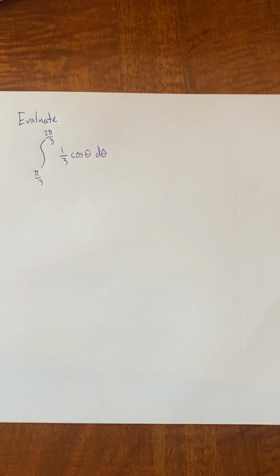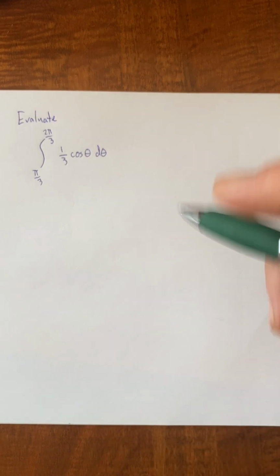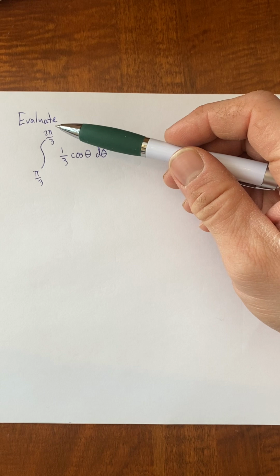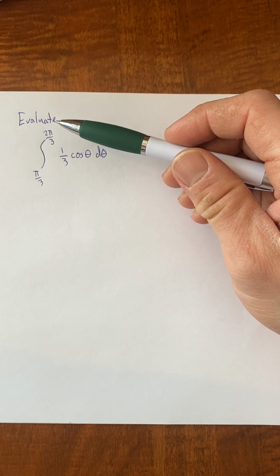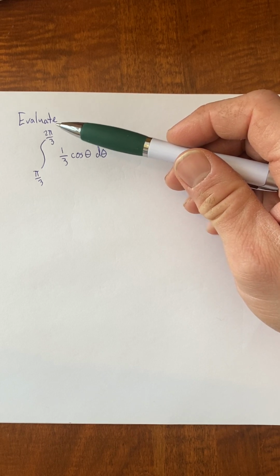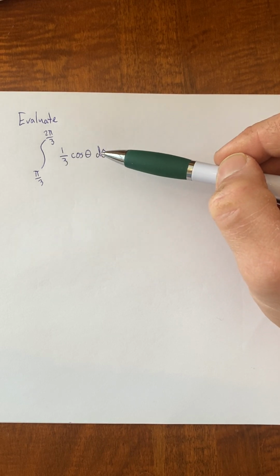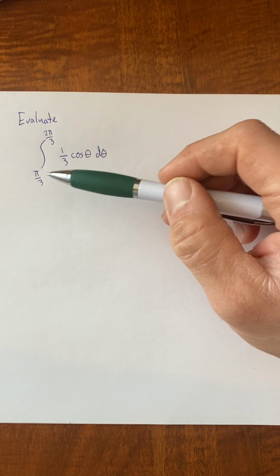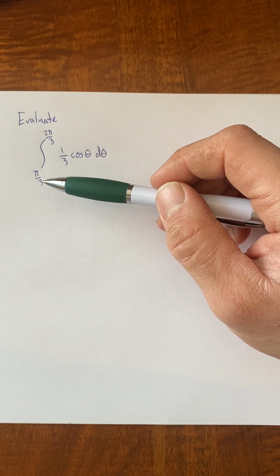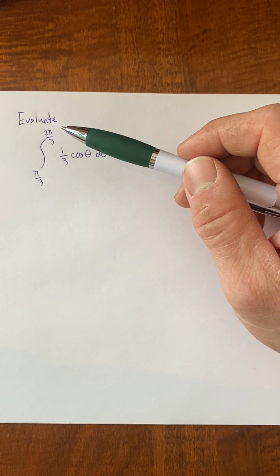Gregoris Math. In this video, we're going to evaluate a definite integral, and we're going to learn how to do this by hand, and I'll also show you how to do it very quickly on the calculator to check your answer. So first off, let's read what the expression is telling us to do. It's saying evaluate, which usually means we're going to come up with a value. So we're going to evaluate the integral of 1/3 cosine theta with respect to theta, from theta being pi by 3 over to theta being 2 pi by 3.